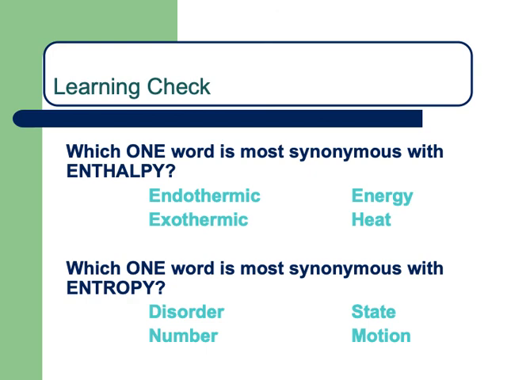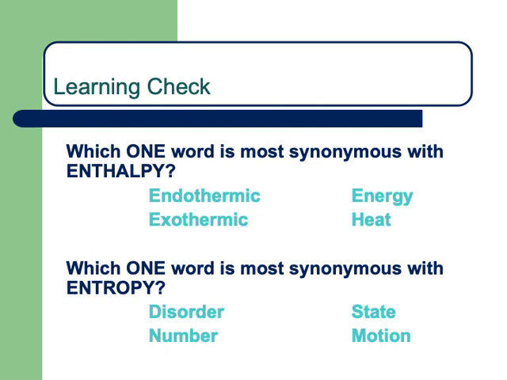Now let's do a quick learning check. Which one word is most synonymous with enthalpy? Endothermic, exothermic, energy, or heat? You should automatically pick heat. When you think of enthalpy, it should be the change in heat, or you're looking at the heat within the system. So the key word, when you see enthalpy, it's heat.